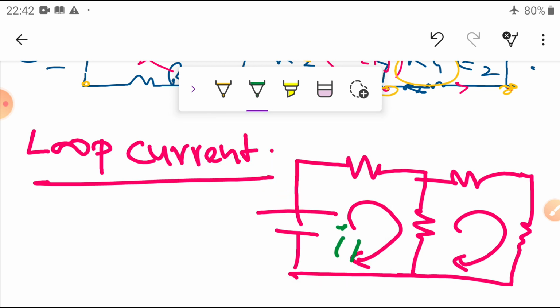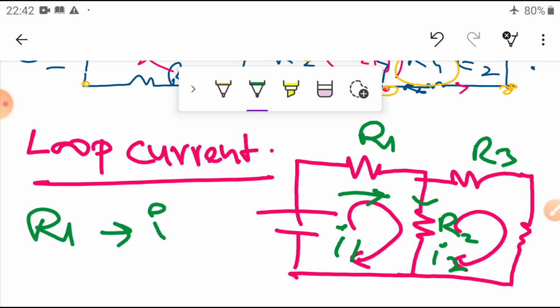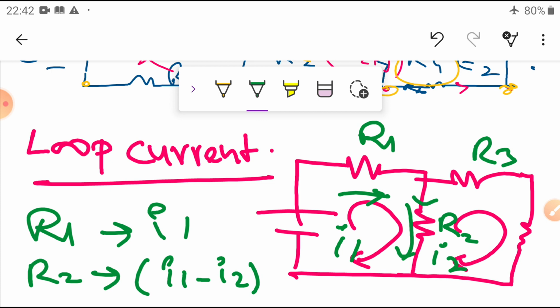Loop one is represented by I1, and this is the I2 current. So here the current is flowing. For example, this is R1, this is R2, this is R3 resistance. The current flowing in R1 is only the I1 current. Across R2, while writing the equation, I1 is coming downward and I2 is going upward. So I can write that I1 minus I2 current is flowing through R2 while considering the first loop. Now R3 current is purely only the I2 current.